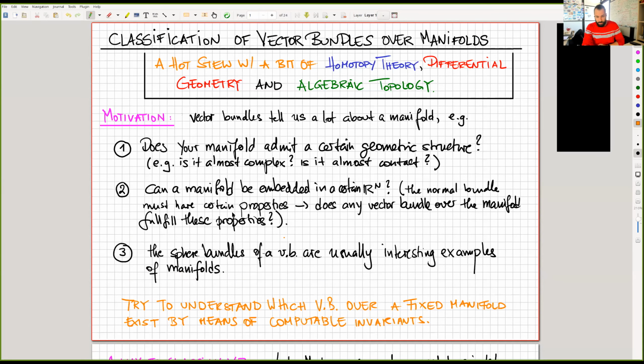All right, so what we want to show is to understand these vector bundles over a fixed manifold, and we want to classify them in a sense that you can also name the invariants, and these invariants should be more or less computable, so that we can compute them and use them in a good way.